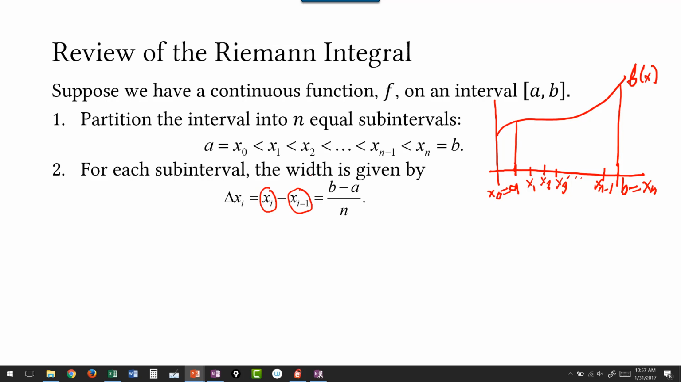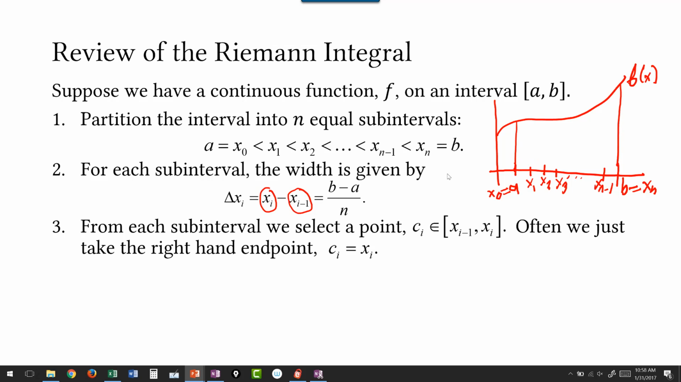xi minus 1. And if we've divided our interval a to b into equal subintervals, then each of those has length b minus a, which would be the length of the whole interval here, divided by n, the number of subintervals that we've chosen.